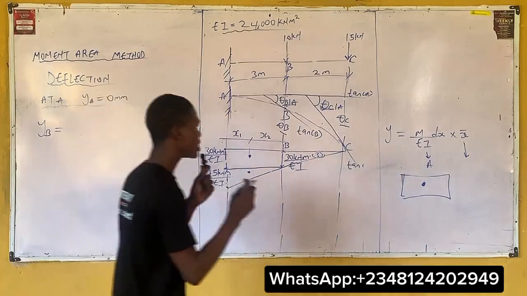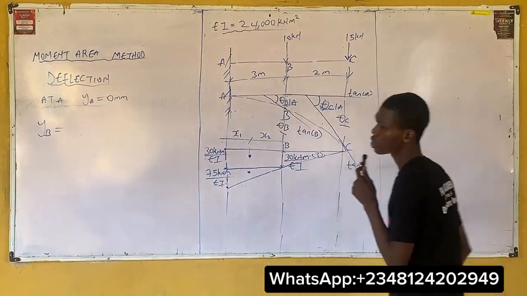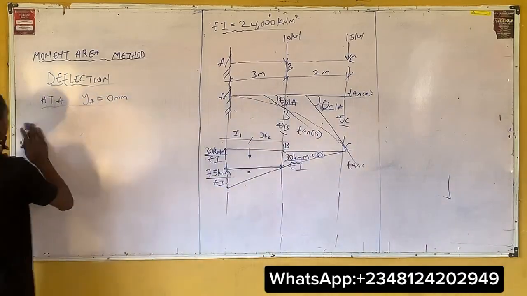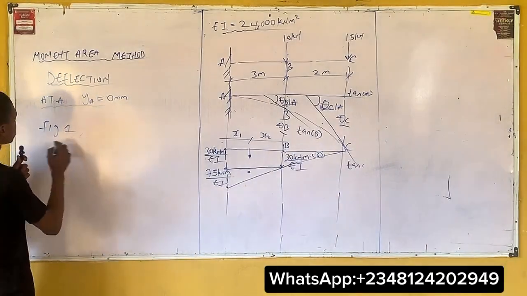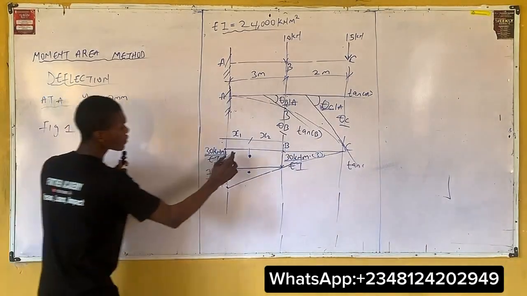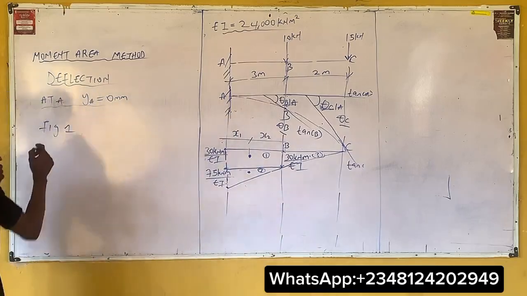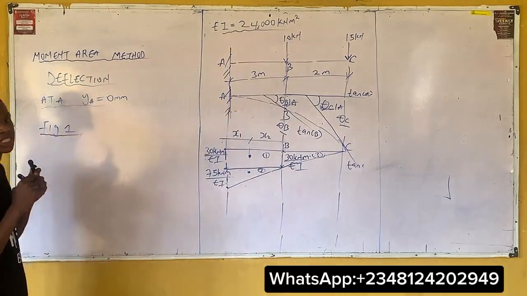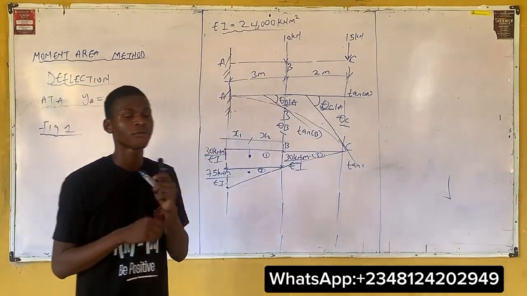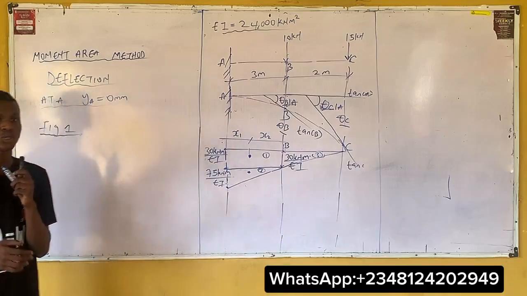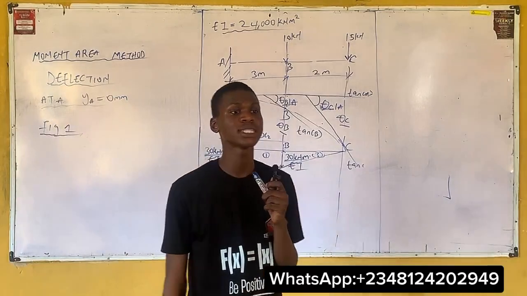Alright. Now, let's get the centroid of figure 1. What's figure 1? This is figure 1, right? This is figure 2. What's the centroid of figure 1? For a rectangle, it is L over 2.